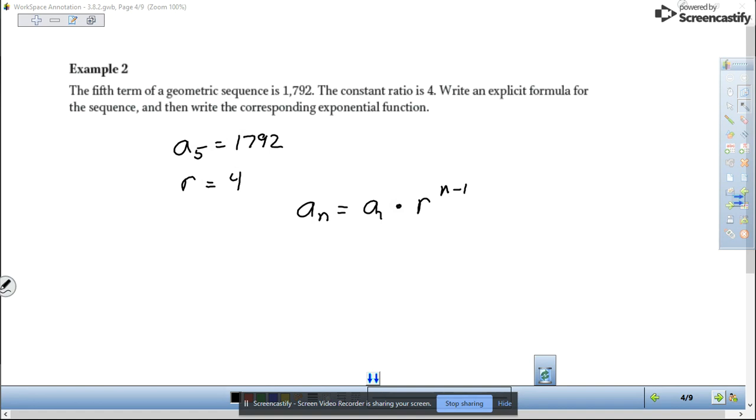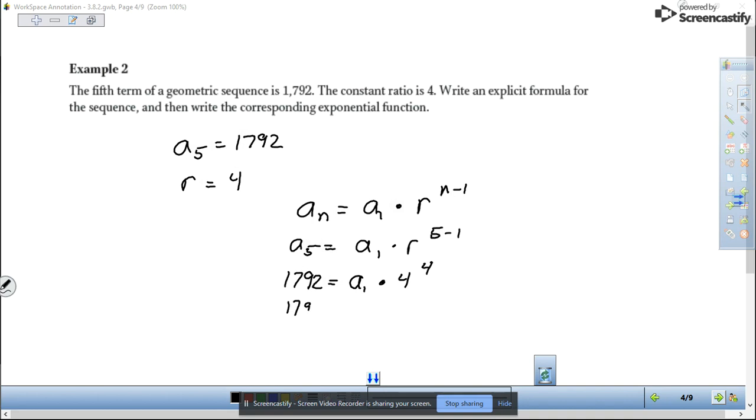Well, I don't know some key information. For example, I don't know A1. But I do know that if I use the 5th term, A5, then that will be A1 times R to the 5 minus 1 power. Well, I know some stuff about that. I know A5 is actually 1792. Still don't know A1. I know that R is 4 because they told me that. And then 5 minus 1, I can go ahead and plug that in as to the 4th. So now what I would need to do is do 4 to the 4th power, which is 256.